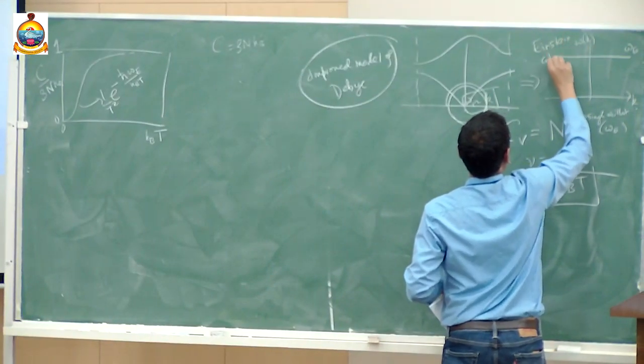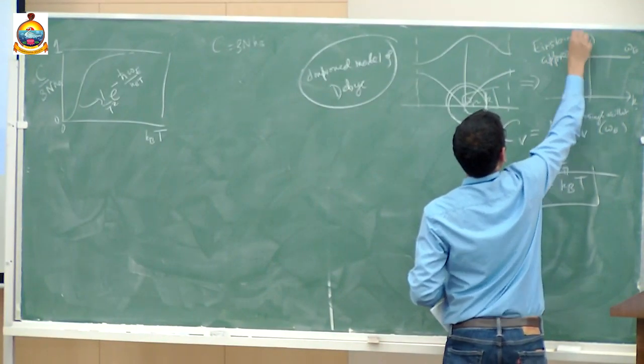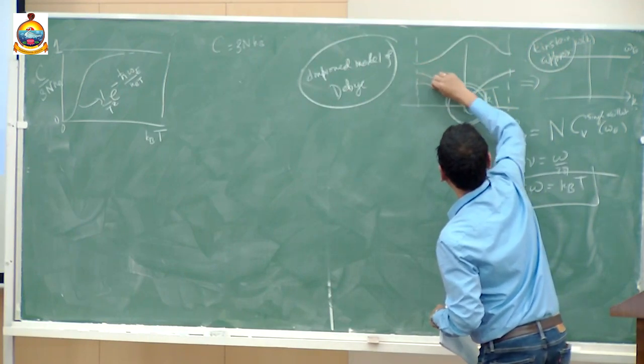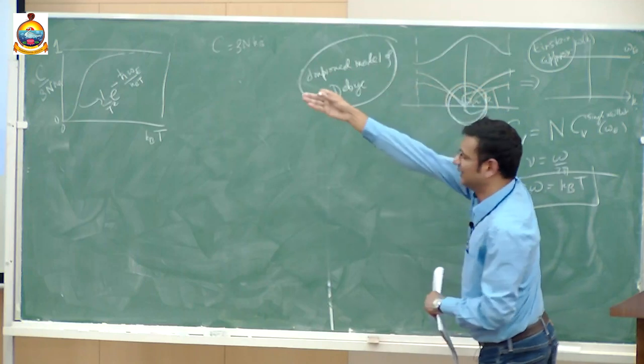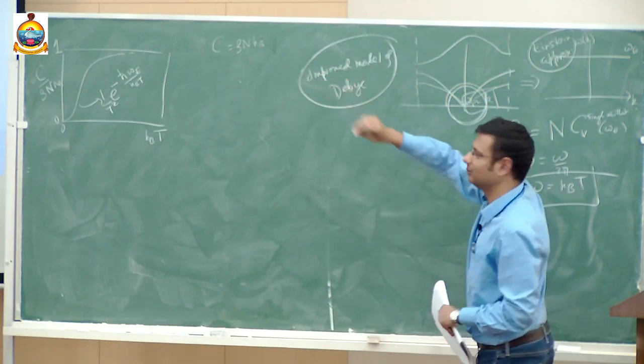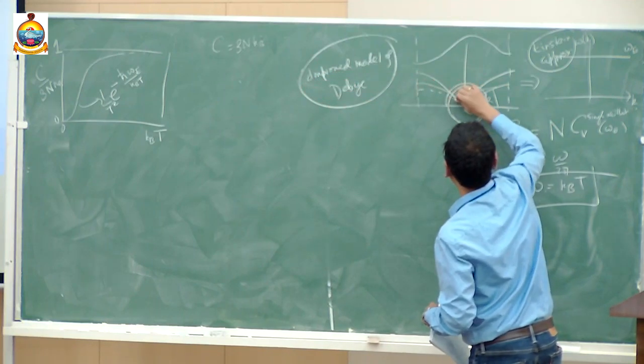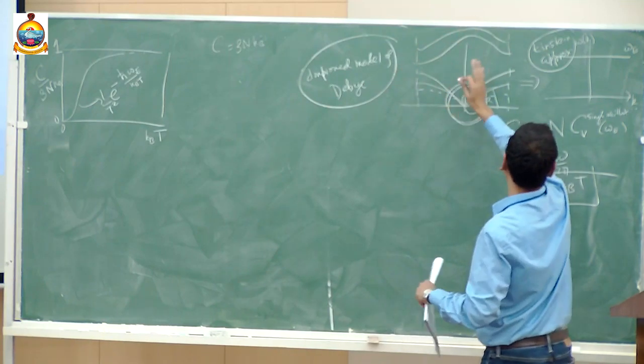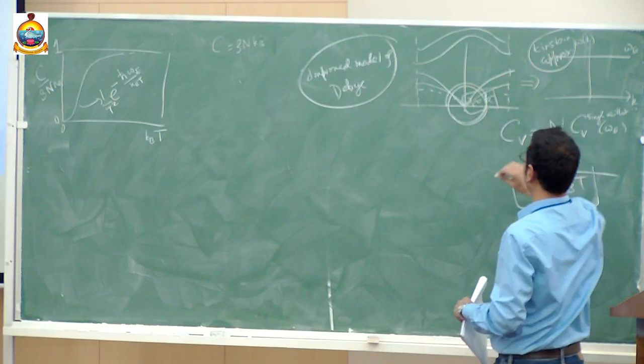This is Einstein's approximation. The real thing may be very complicated. Maybe there are even more than one branch. Who knows? Actually, in the picture we saw, there were more than one branches, right? So maybe there are multiple branches here, right? And some things here also, whatever, right? This is very complicated. So Einstein's approximation was this.